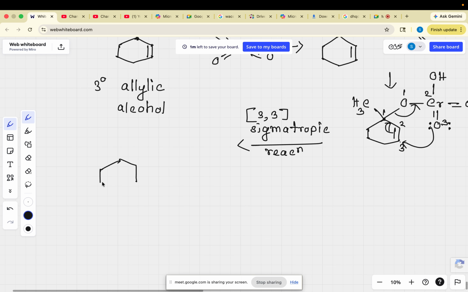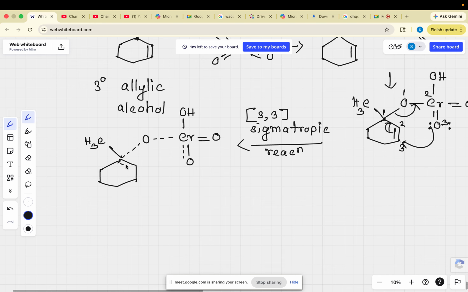This transition state is basically a 6-member transition state. In interviews they ask why this is happening. This is basically a pericyclic concept, but still you have to say that we are getting a 6-member transition state. That's why this 3,3 sigmatropic reaction is a stable pathway or stable process.